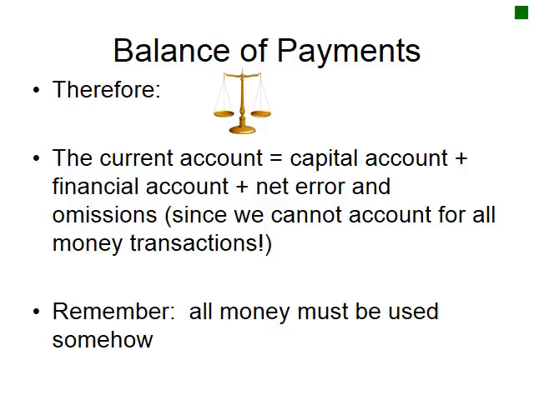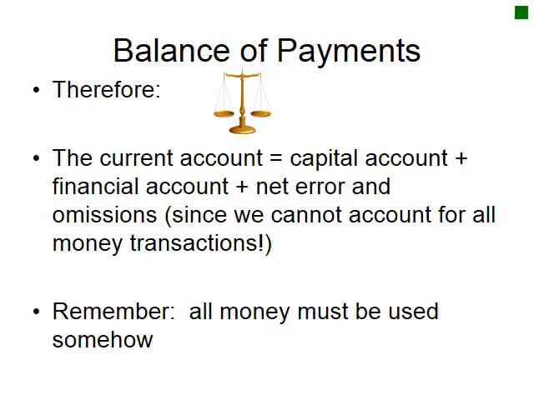So the balance of payments: the money that was received on the current account, from exports exceeding imports, the surplus US money, then gets used buying up US assets. So the current account has to equal the capital and financial account, and then we add in a net error and omissions since we can't account for all the money transactions. So remember, all money must be used somehow.